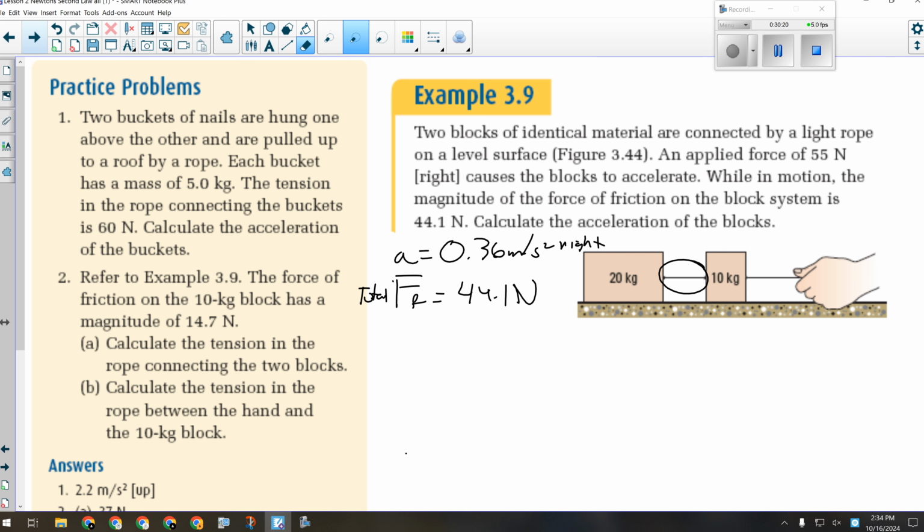There are two ways to do this. You can choose whichever block you want. There's a way to calculate that force using either one of the blocks. I'll give you a few minutes to think about that one. Whatever block you choose, draw the free body diagram for that block, in case you're stuck.